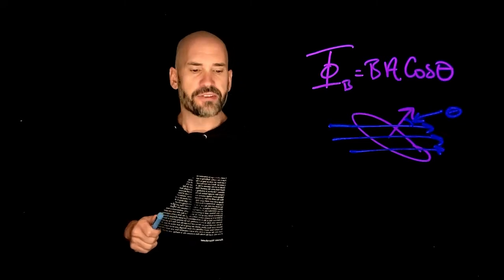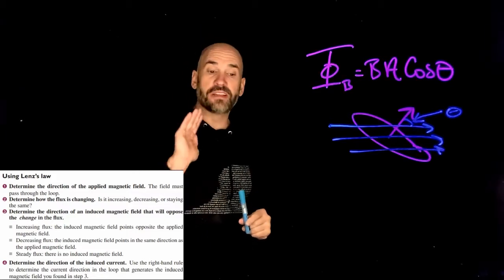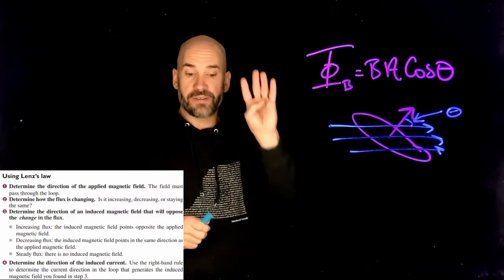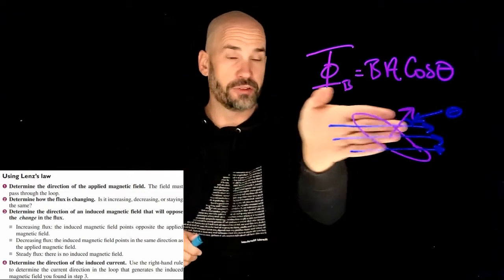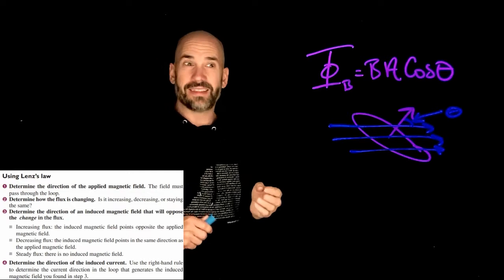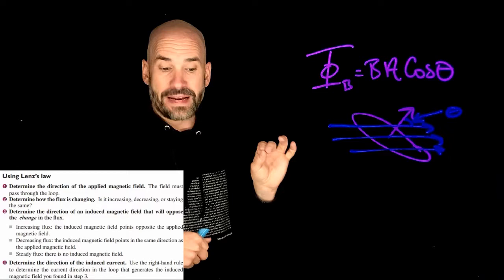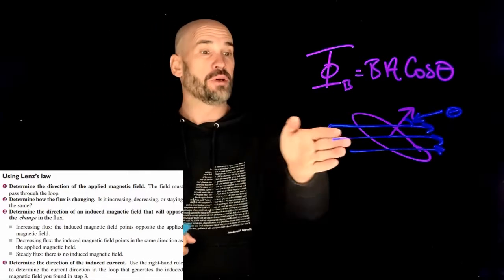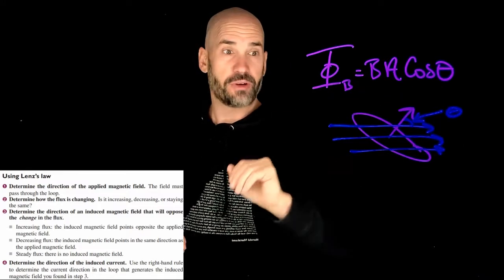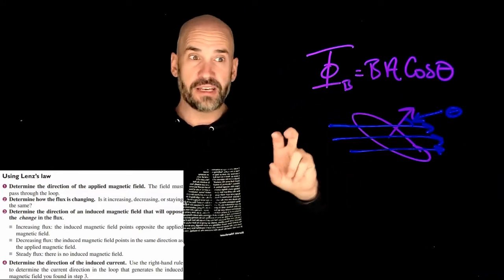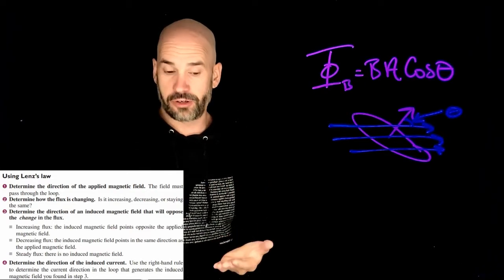On the next slide, I want to briefly go over a summary of how you would approach every Lenz's law problem that you see. You could think of it as a four-step process. Step one, determine the direction of the magnetic field to begin with. That's going to be the direction of the flux. Two, determine how the flux is changing. Is there more flux going in this direction or less flux going in that direction? Is the flux actually changing directions? Because depending on how that flux changes, that's going to influence the direction of the induced current.